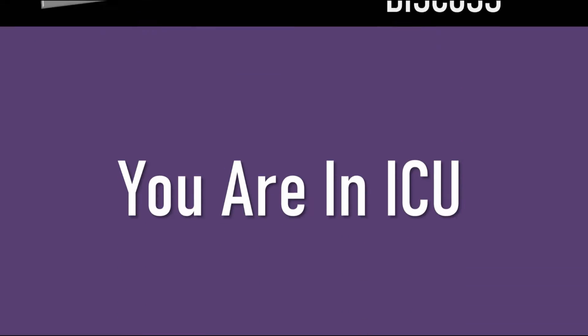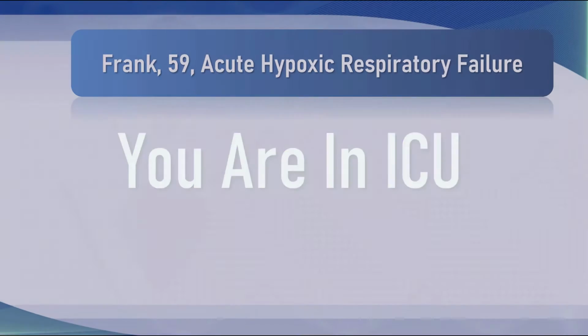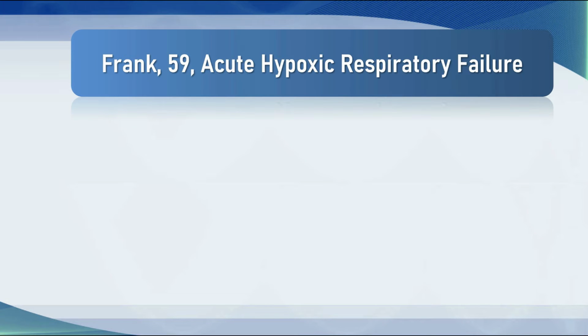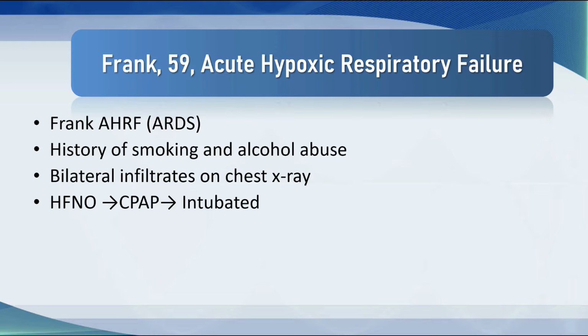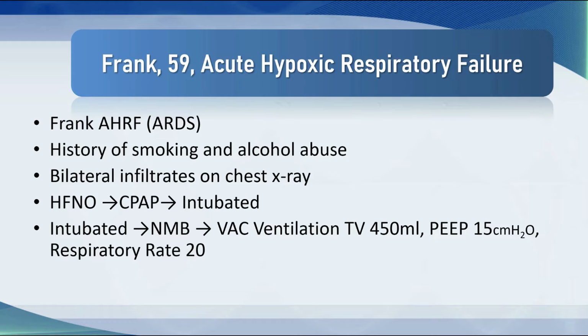Let's go back to the ICU. Remember Frank, who is 59 and has acute hypoxic respiratory failure. He has a history of smoking and alcohol abuse and has bilateral infiltrates on his chest x-ray. Now, originally he was given high-flow nasal oxygen, he was then given CPAP, and he was intubated. Subsequently, he was paralyzed with neuromuscular blocking agents and started on volume assist control ventilation.